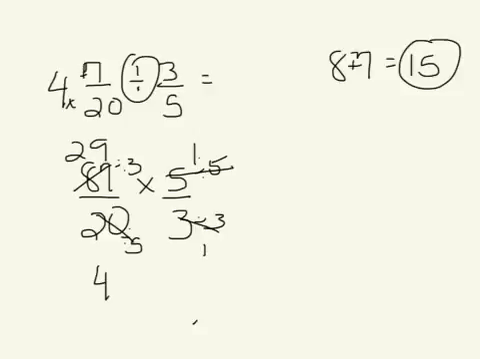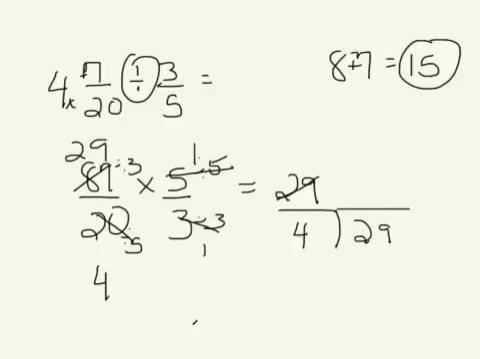So what am I left with? 29 times 1 is 29, and 4 times 1 is 4. Now we can't leave the problem like this because it's an improper fraction, so now I'm going to turn it into a mixed number. Put the 29 in the division hut.